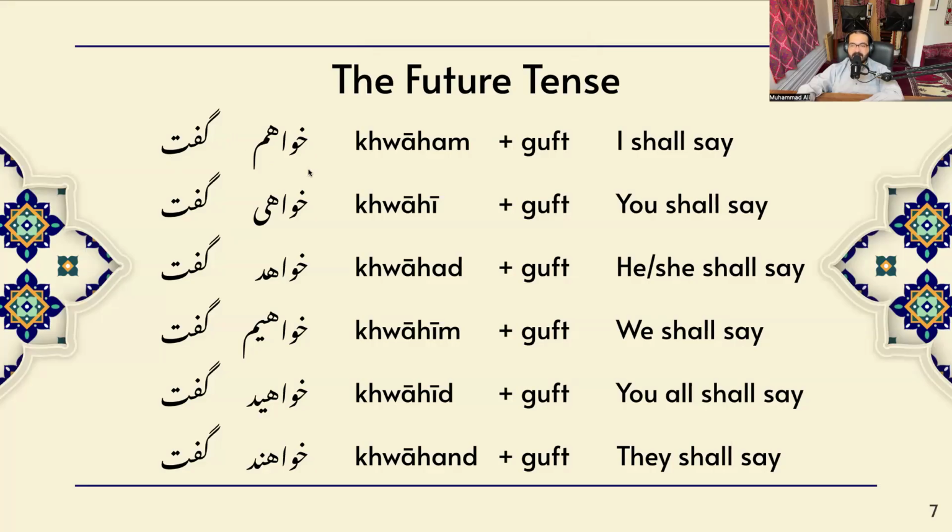Literally is what it means. I want, he said. You want, he said. He, she, it wants, he said. We want, he said. You all want, he said. They all want, he said. But when put together, they mean I shall say. Why this ended up being this way, I'm not exactly sure. Someone who's like an expert in Middle Persian grammar would have to come and explain how this happened. But all I know is that this means I shall say.